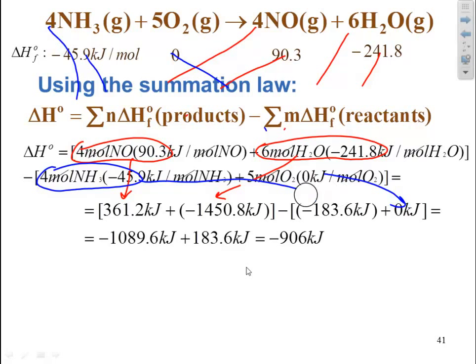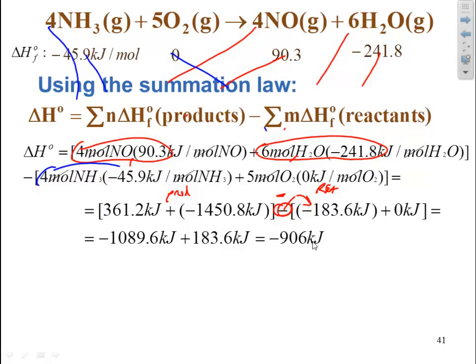Now remember, this is my products minus my reactants. So I'm going to take the sum of the products and the sum of my reactants and subtract them. If I take 361.2 and a negative 1450.8, I get a negative 1089.6. If I take a negative 183.6 and 0, I get a negative 183.6, but I'm changing the sign, which makes this a positive. Add the numbers up, I get a negative 906 kilojoules.